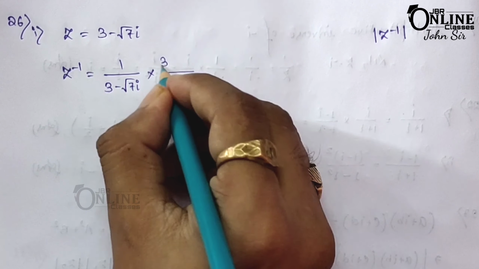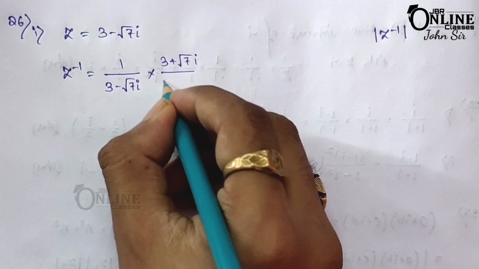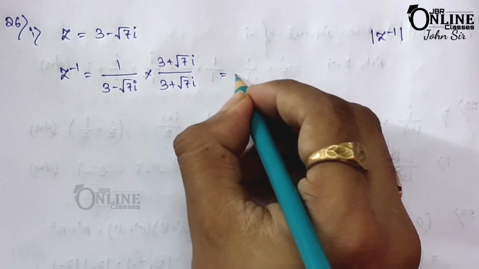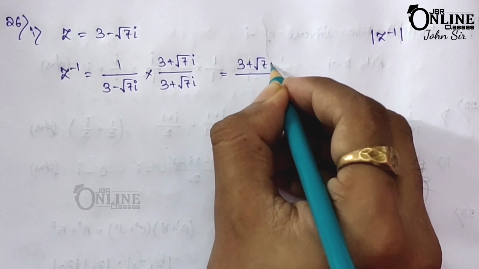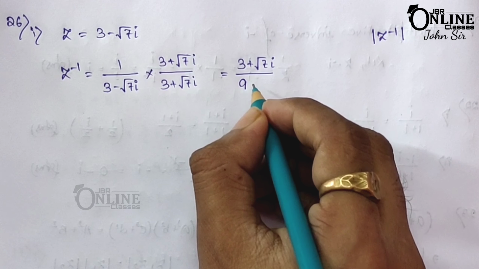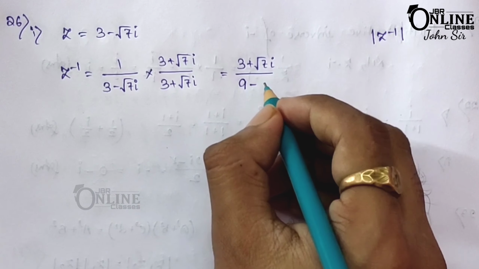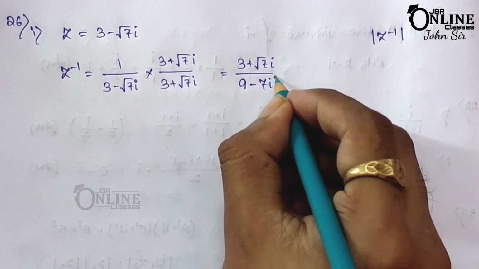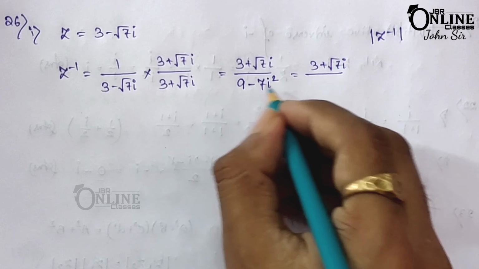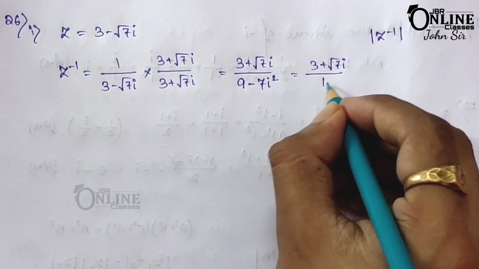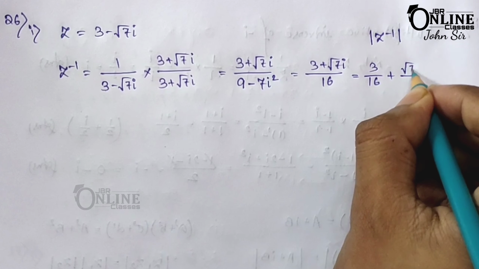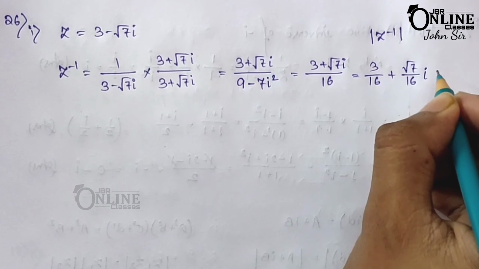Okay, now multiply this one by its conjugate, so 3 plus root 7i, up and down. So the upper one will be 3 plus root 7i, and the lower one will be by the a square minus b square formula, so it will be 9 minus 7i square. So the upper one will be 3 plus root 7i, and the lower will be 9 plus 7, and that equals 16. So here 3 by 16, and this one will be root 7 by 16 iota.